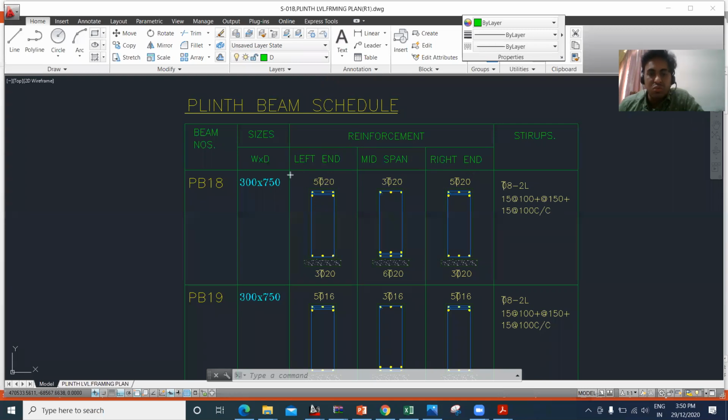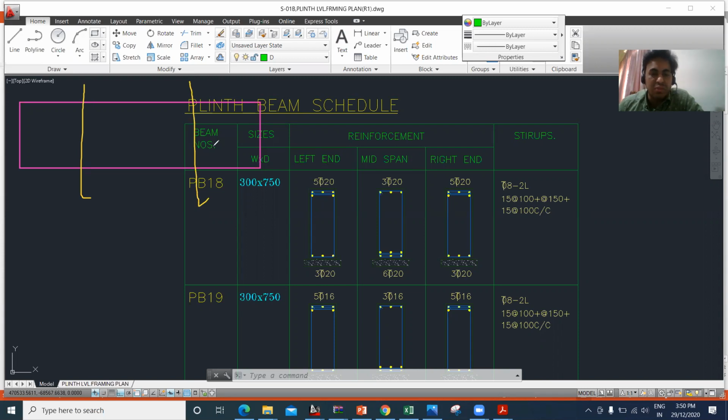I'll try to draw a beam here. So this is a beam I'm trying to draw. Now I'll divide this into three zones, left, right and center, so that it is easy for us to understand. This is my left hand, this is my right hand, and this is my middle span. What I can see here is that in the left hand you have to provide 20 diameter 5 bar, that is fine.